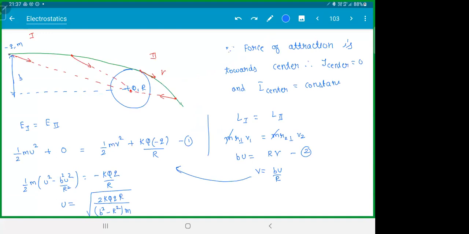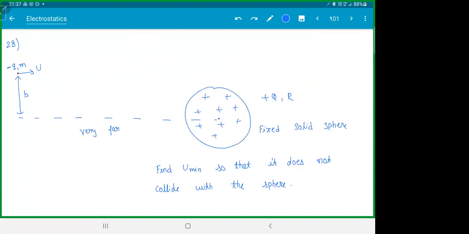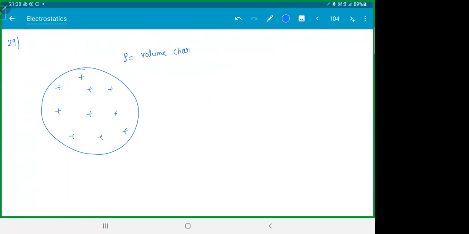All clear? Great. Next one. Let's do something a little more weird. This will be a good advanced problem. Let's say we have a uniformly charged solid sphere with charge density rho, that is volume charge density, the charge per unit volume, and radius r.